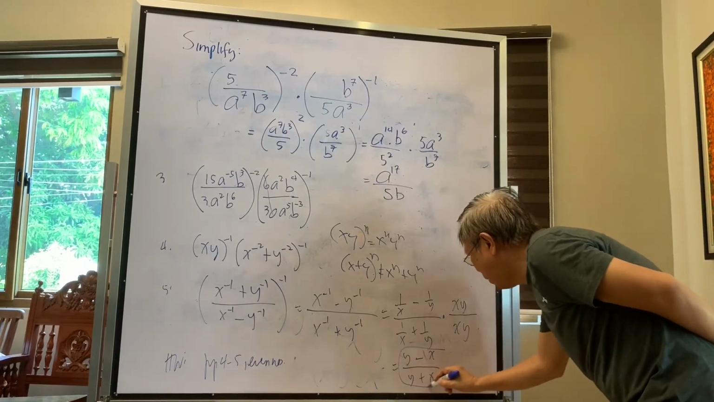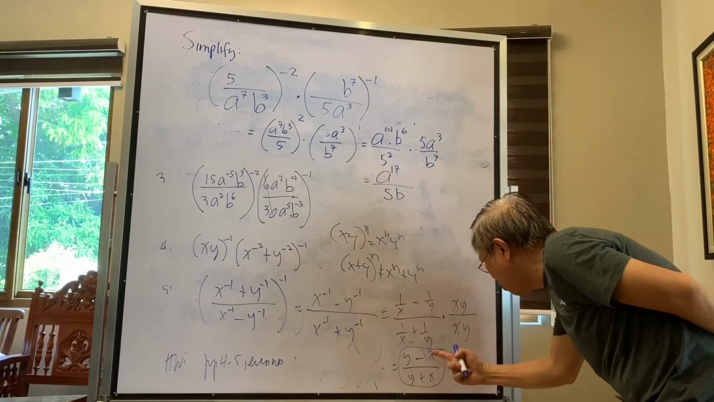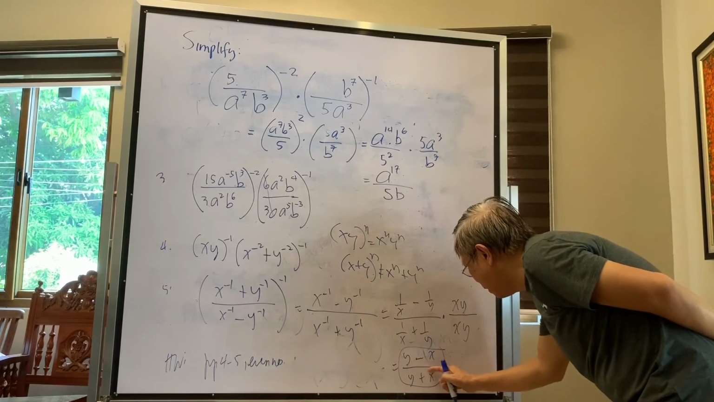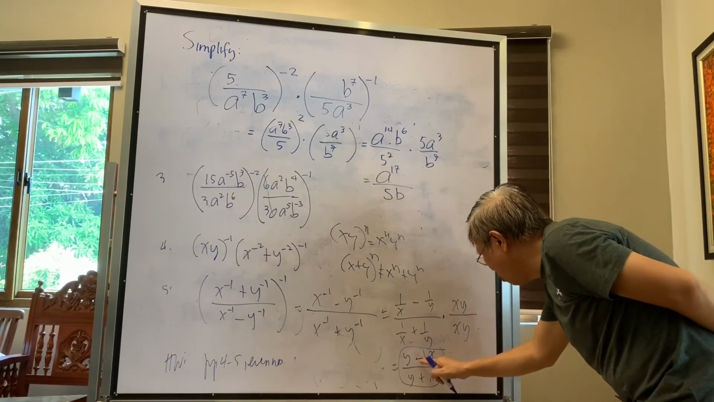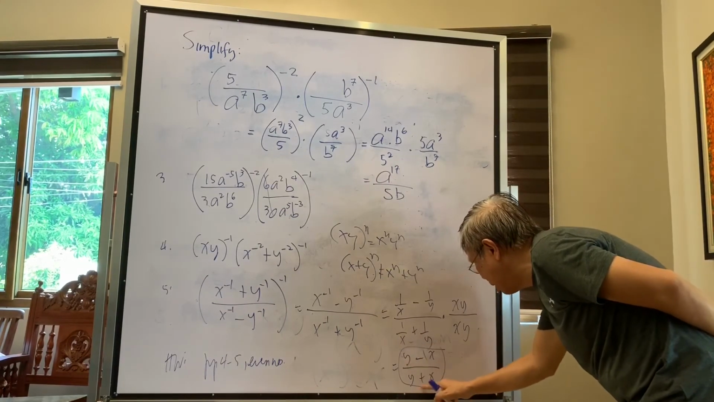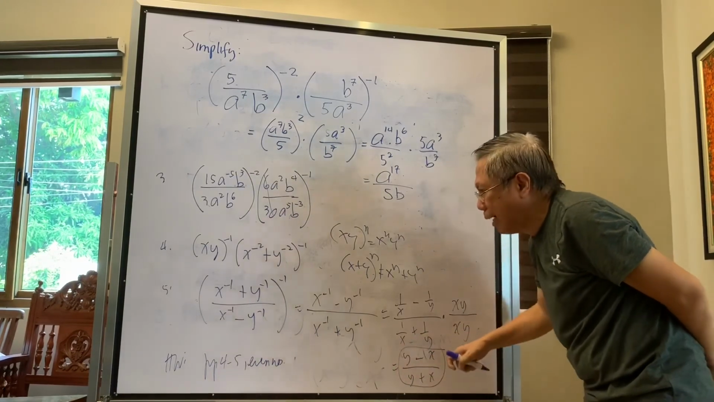Now, this is our answer. May we cancel y and y or x and x? No, because this one is part of a sum, these ones are part of a sum also. The operation here is negative and this positive. So you cannot cancel these ones. So we are left with this answer.